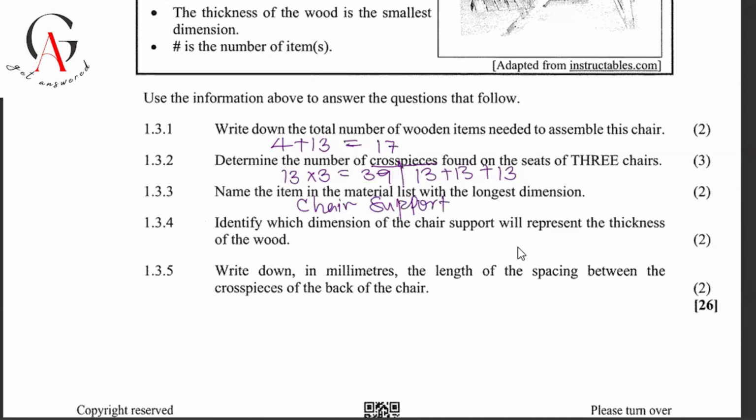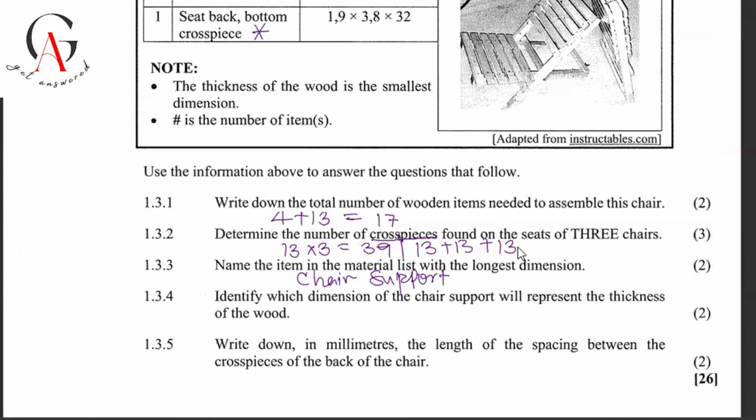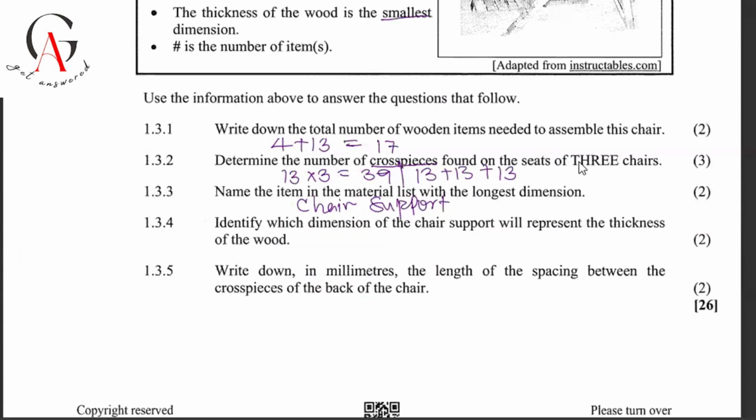The chair supports. Identify which dimension of the chair support will represent the thickness of the wood. They have told us it takes the smallest value. When you look at all these values here, the smallest is 1,9. So we shall just write 1,9 centimeters.